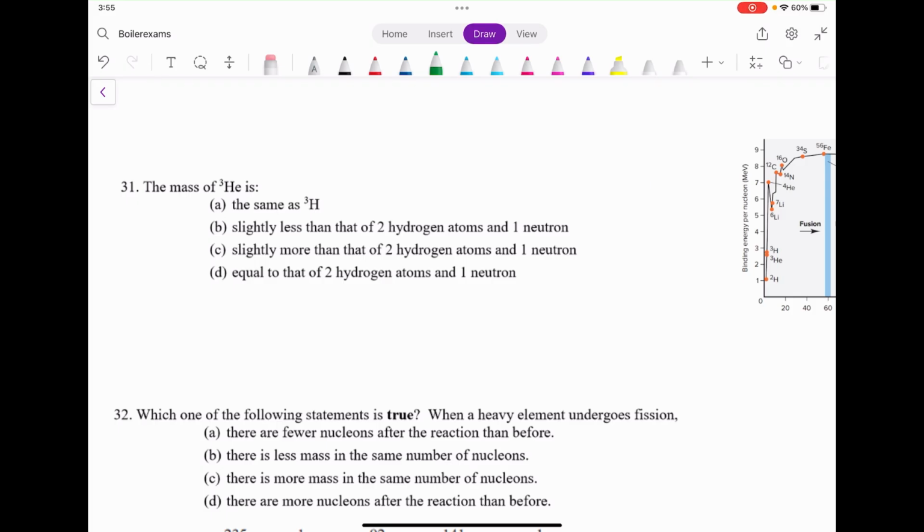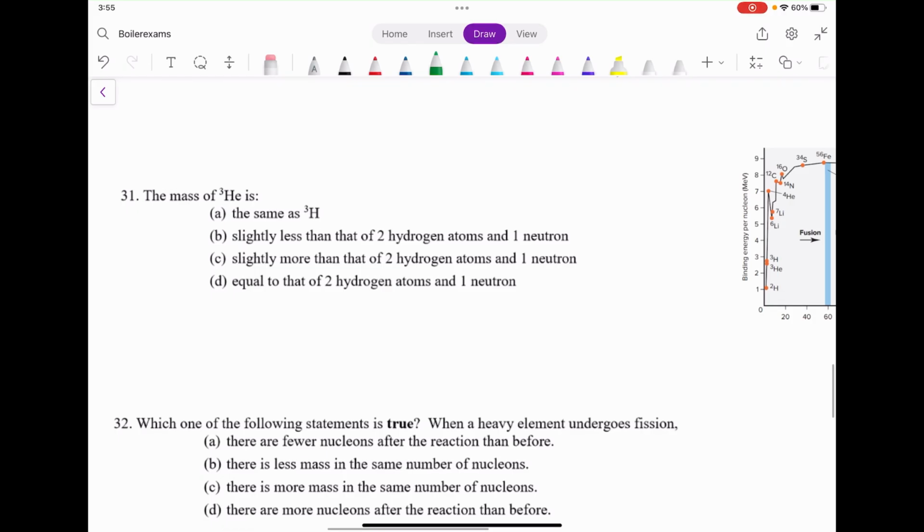Problem 31. The mass of a helium atom with a mass number 3 is A, the same as a hydrogen atom with mass number 3, slightly less than that of 2 hydrogen atoms and 1 neutron, more than that of 2 hydrogen atoms and 1 neutron, or equal to that of 2 hydrogen atoms and 1 neutron. So let's see. A helium atom is going to have 2 protons in the center, and then since it has a mass number 3, 3 minus 2, it's got 1 neutron. So that's the nucleus of a helium atom.